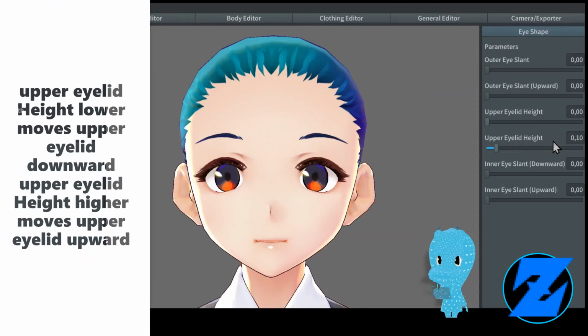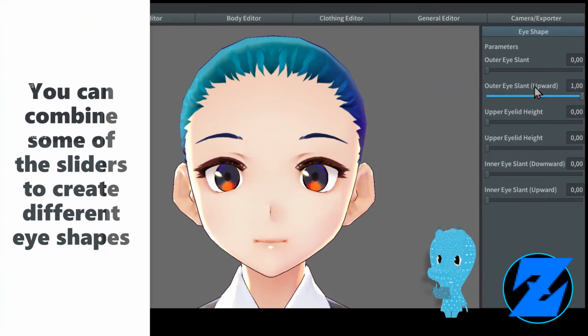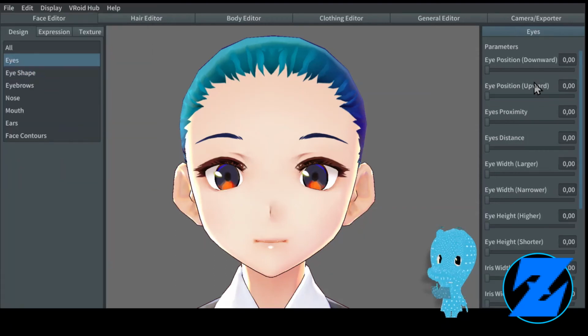Upper eyelid height lower, moves upper eyelid downward. Upper eyelid height higher, moves upper eyelid upward. Inner eye slant down moves inner eye part down. Inner eye slant up moves inner eye part upward. You can combine some of the sliders to create different eye shapes.